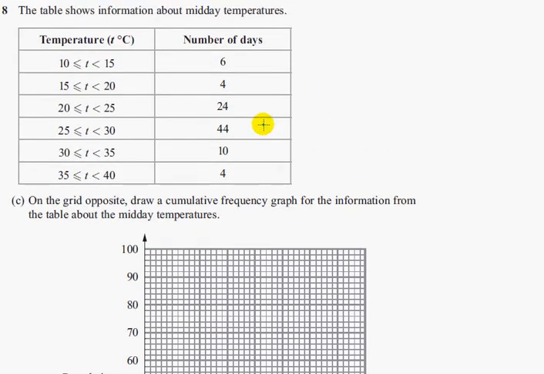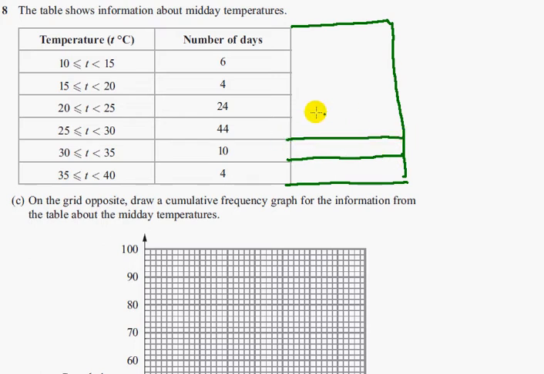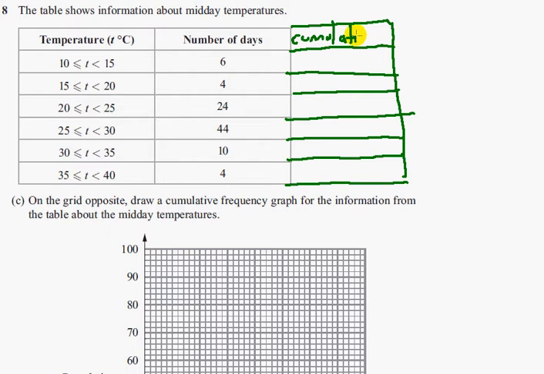Okay, so we're going to need another column, and that's going to be cumulative frequency. Okay, so greater than or equal to 10 up to 15 we have 6 days.